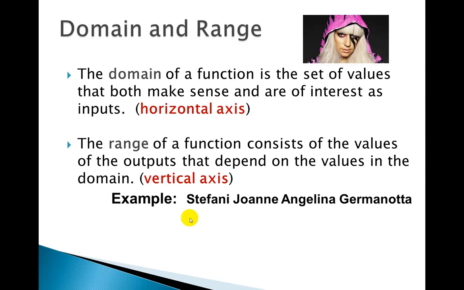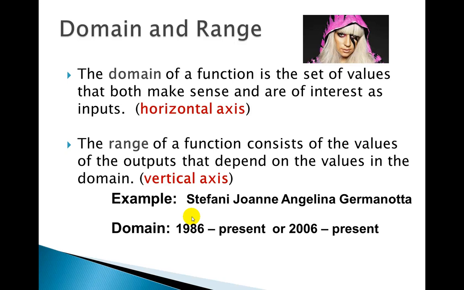So now for an example, how about Stephanie Germanotta, better known as Lady Gaga. So what we could do is for our domain, here's an example of what makes sense for us. You could have a domain from 1986 to the present. So we can go from when she was born till now, or we could do an example of 2006 to now. So we have different options for domains. And if you want to wait till she gets popular and then use that for the time period we're interested in, we could do that.